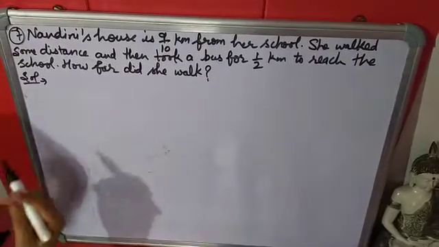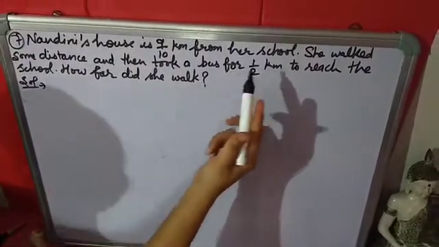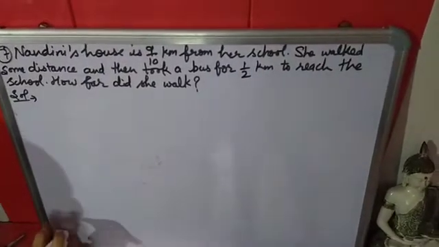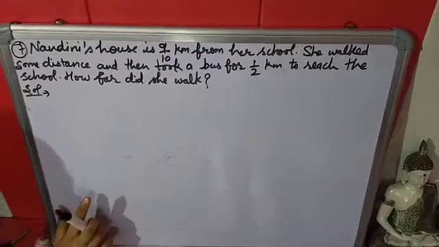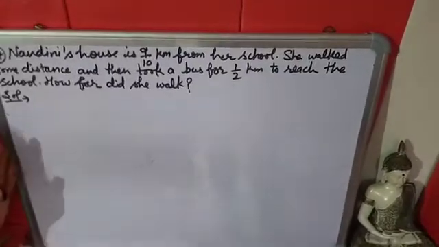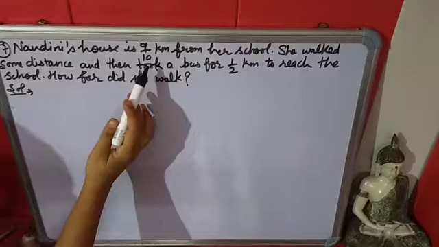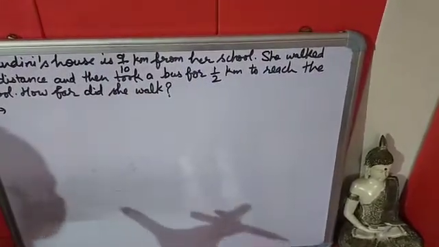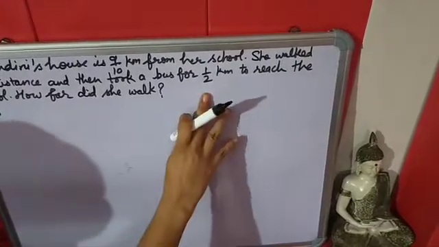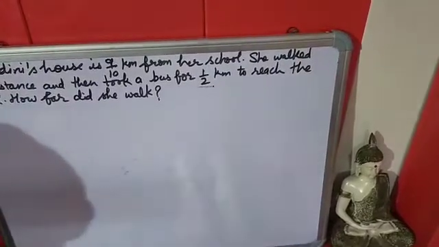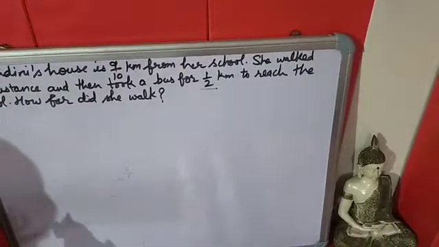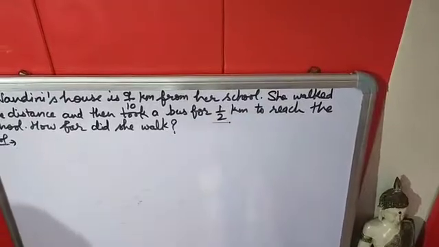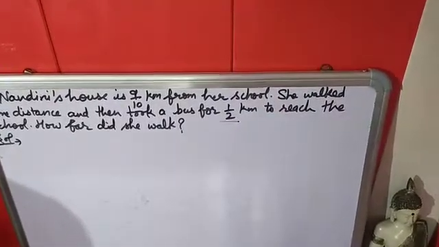Seventh question is, Nandini's house is 9/10 kilometers from her school. She walked some distance and then took a bus for half kilometer to reach the school. How far did she walk? Now this type of question you have to subtract. There is a total distance given between Nandini's house and her school, and in between she has taken a bus and covered half kilometer distance by the bus, and the rest of the distance she covered by walking. So you have to tell how much distance she walked by foot.